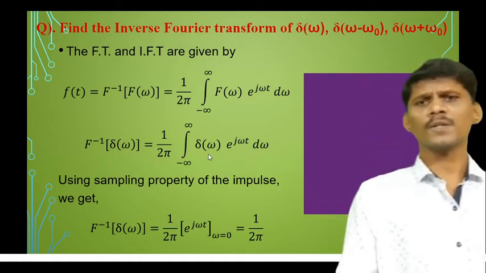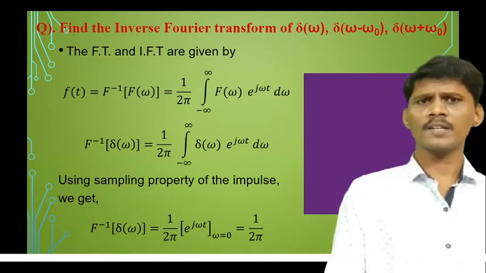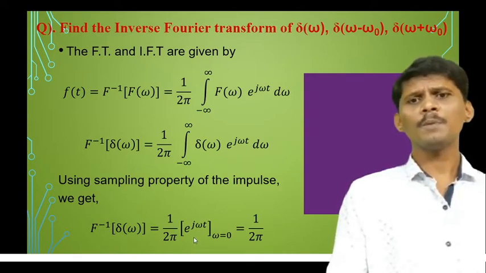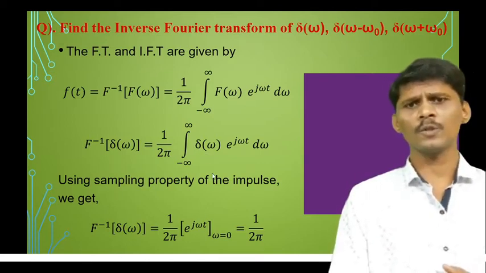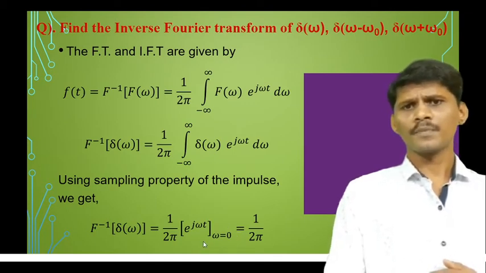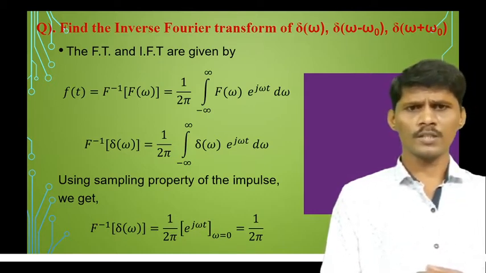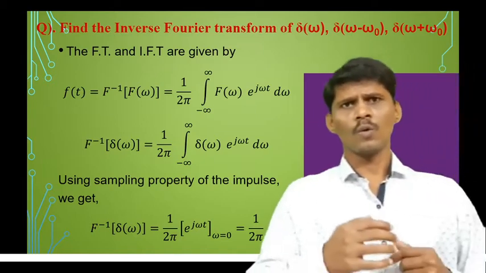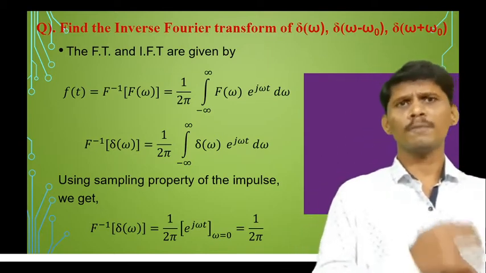Now here the impulse function exists at ω equal to 0. So that is equal to 1 by 2π times e^{jωt}. The impulse function exists at ω equal to 0, so in this equation substitute ω equal to 0. e power 0 is 1, so the resultant value is 1 by 2π. So F inverse of δ(ω) is 1 by 2π. That is one method we can determine the inverse Fourier transform of δ(ω).